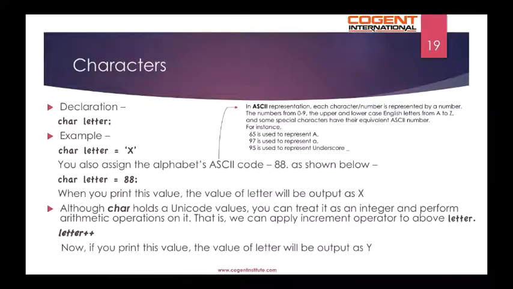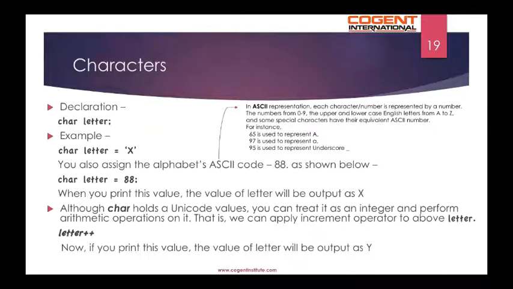So a note on ASCII: in ASCII representation, each character or number is represented by a number. The numbers from 0 to 9, uppercase and lowercase English letters from A to Z, and some special characters have their equivalent ASCII number. For instance, 65 is used to represent capital A, 97 is used to represent small a, 95 is used to represent underscore. So when 88 is assigned to letter of type char and the value is printed, the output of the print statement would be capital X.